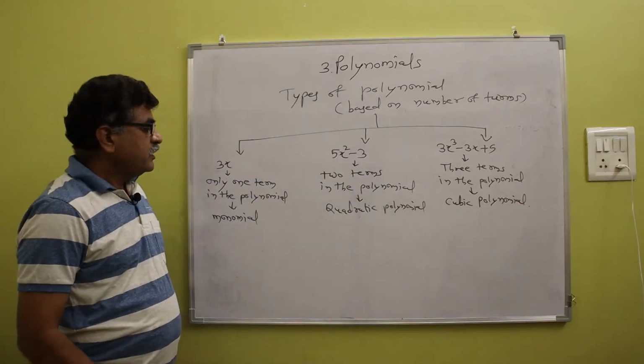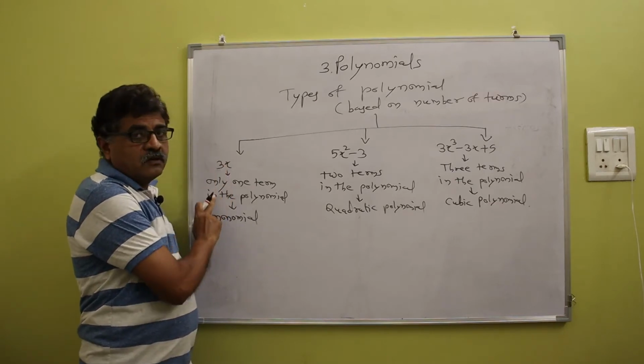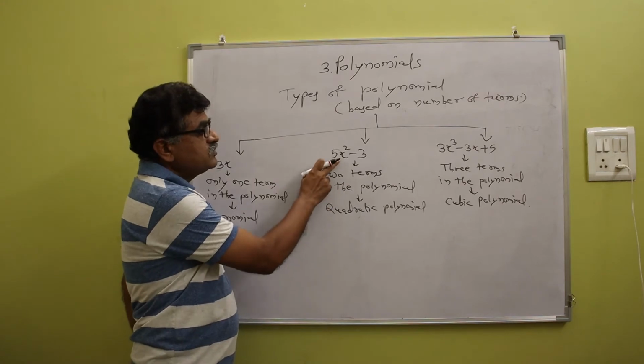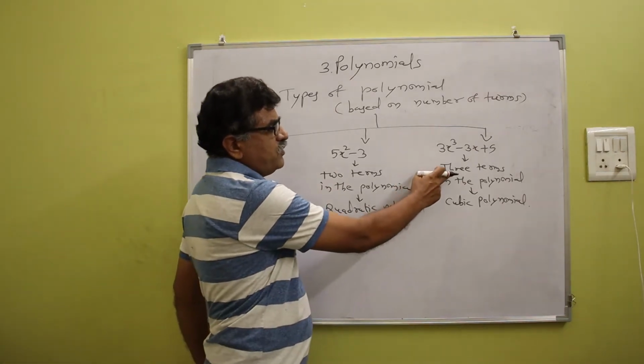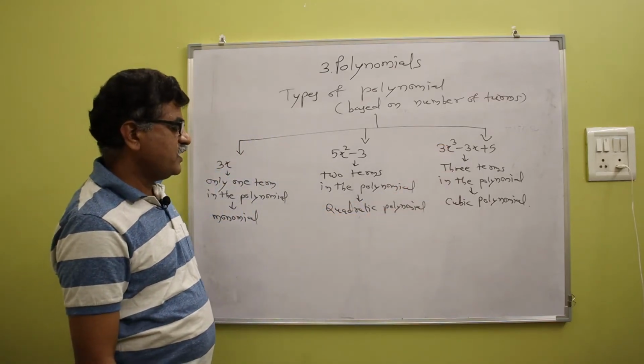That is, if a polynomial contains only one term, it is called a monomial. If a polynomial contains two terms, it is called a quadratic polynomial. And if a polynomial contains three terms, it is called a cubic polynomial.